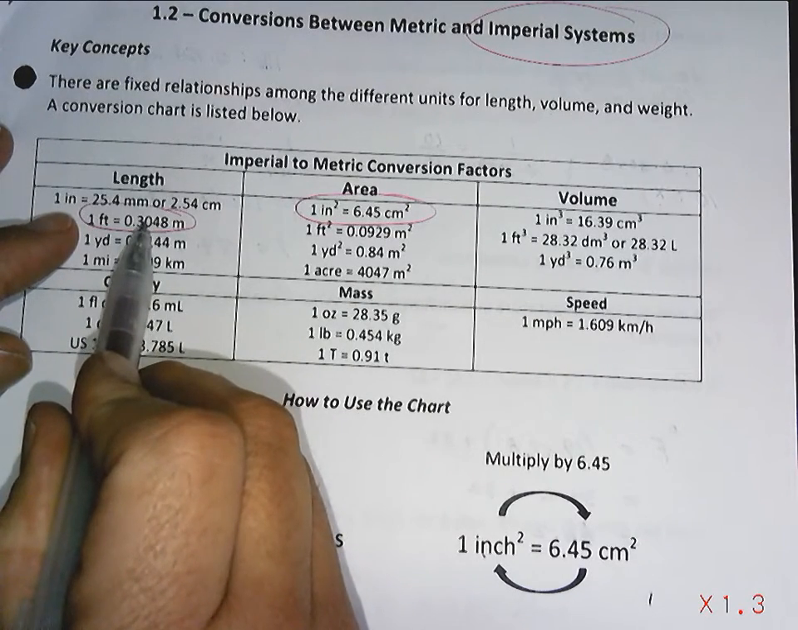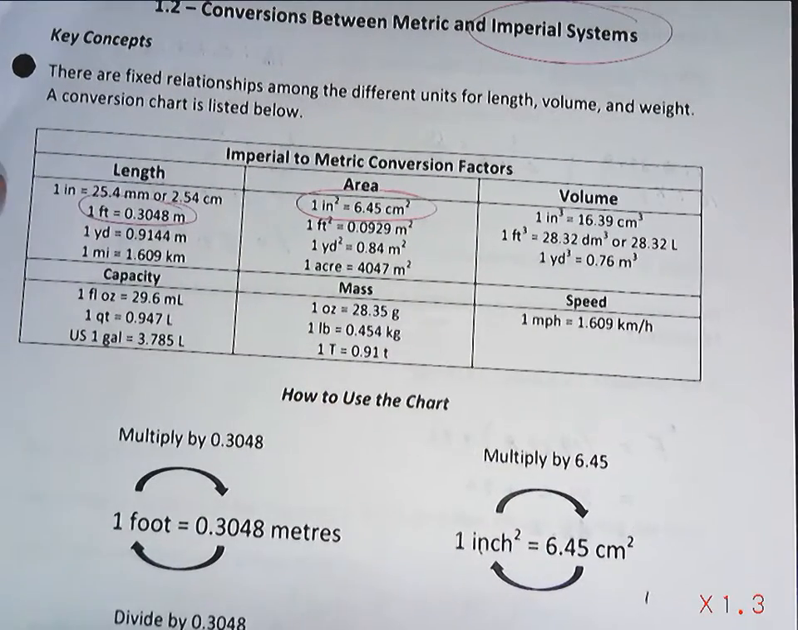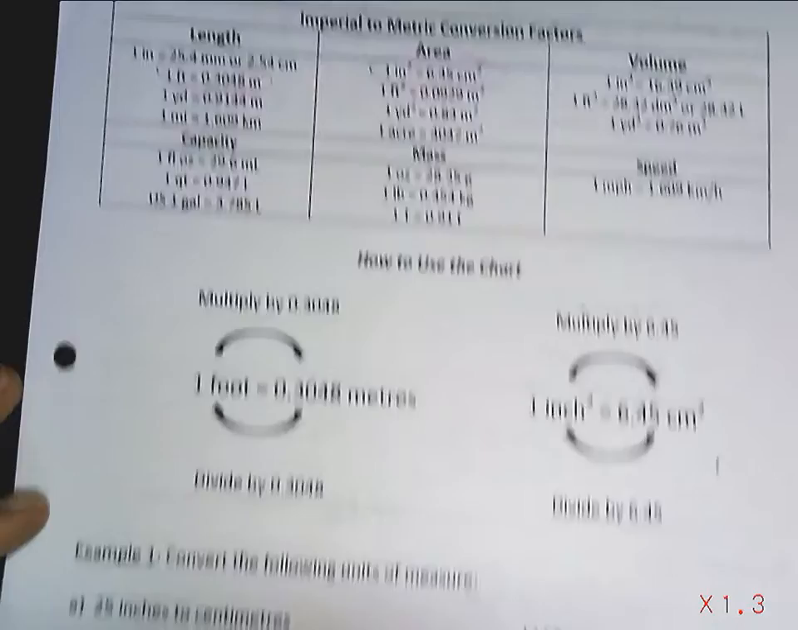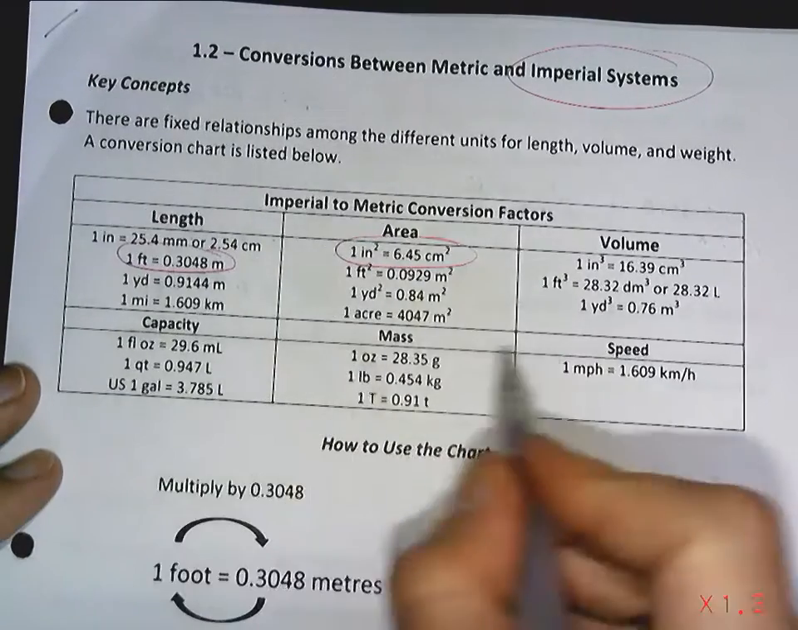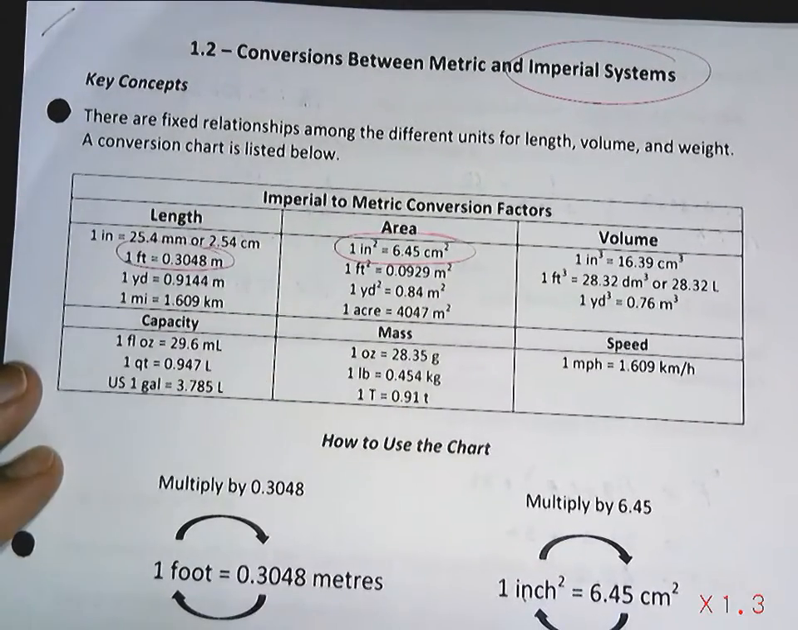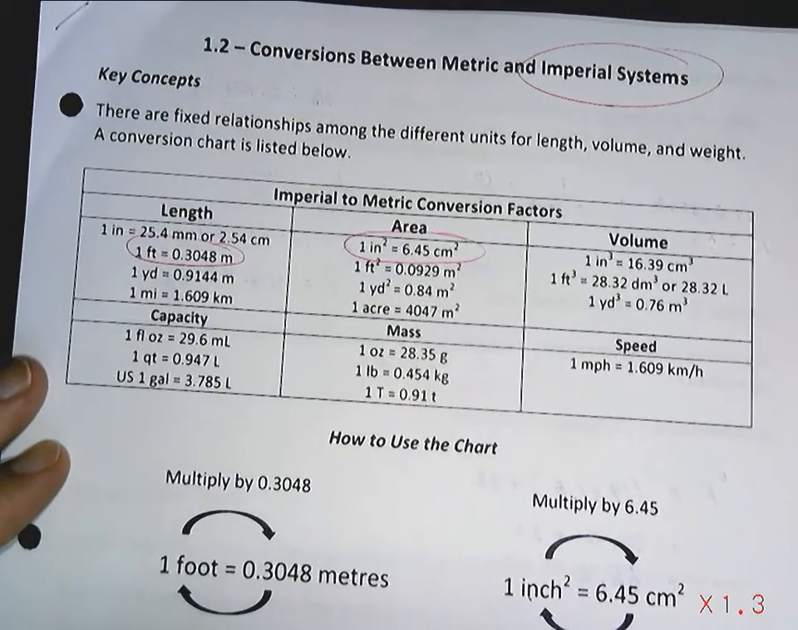And if I'm starting on this side and going to this side, I'm dividing. That's a short way to look at it, and I'm going to show you another way to take a look at it. So I've got 25 inches to centimeters. So let's look up here. I've got 25 inches. There we are, inches to centimeters.